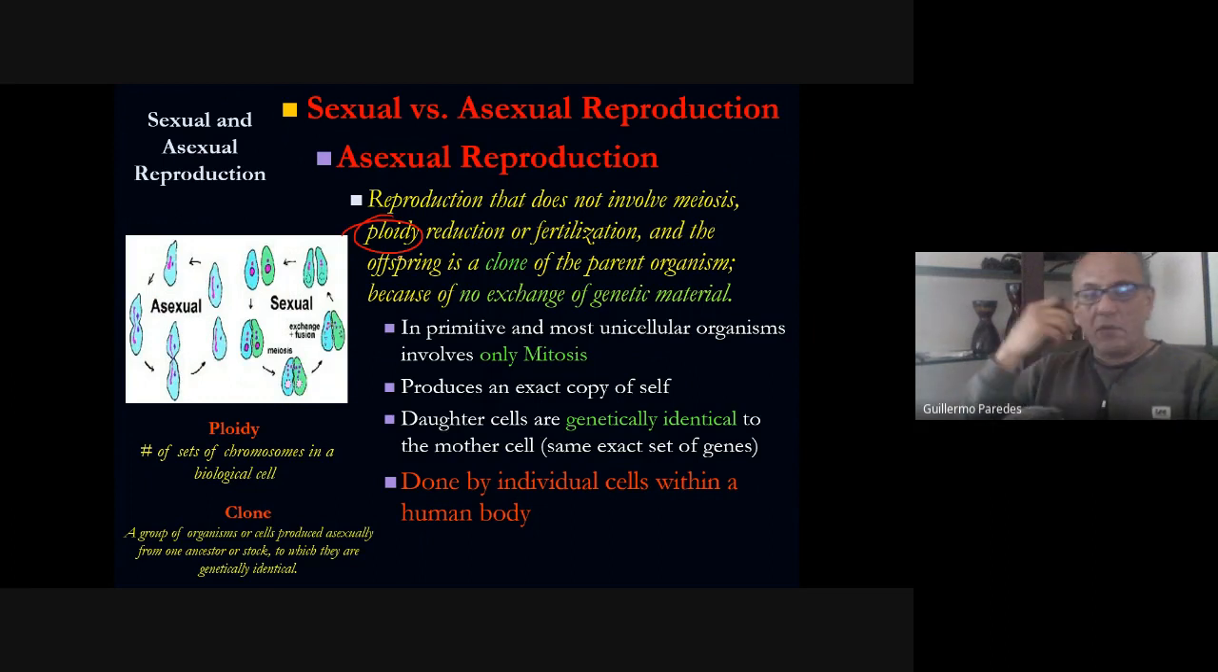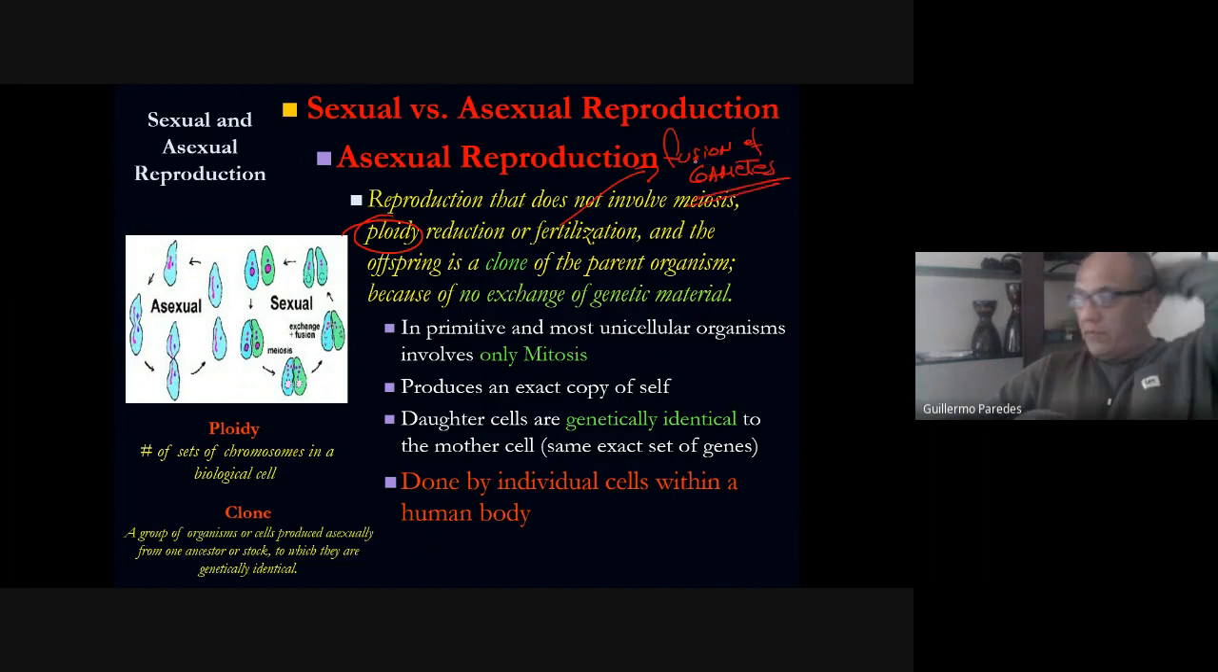Okay? And reduction of fertilization. What is fertilization? Fertilization is the fusion of gametes. What does the fusion of gametes mean? Fusion of gametes means the encounter of the ovum and the spermatozoid. That is called fertilization.